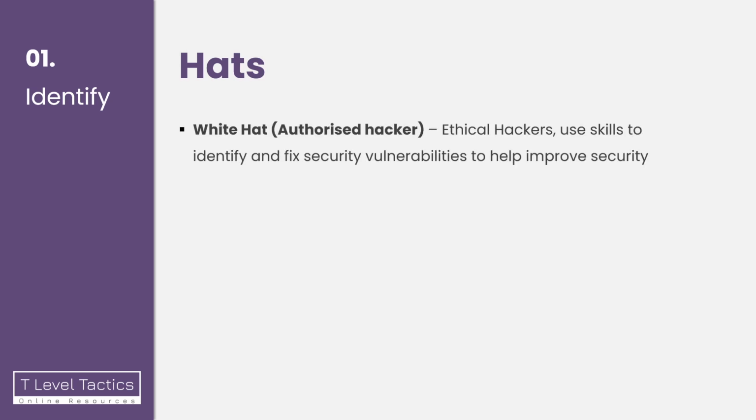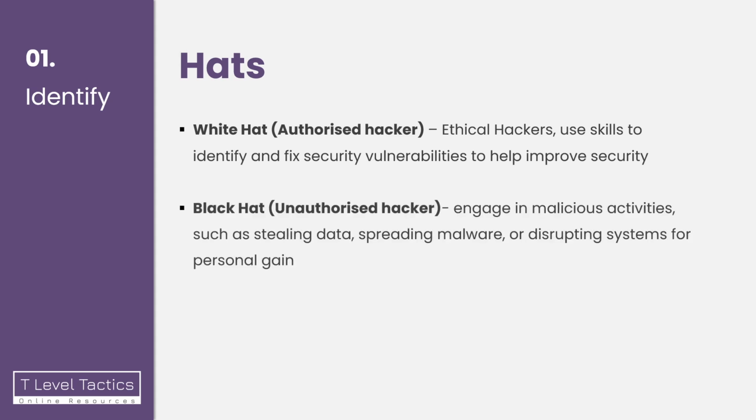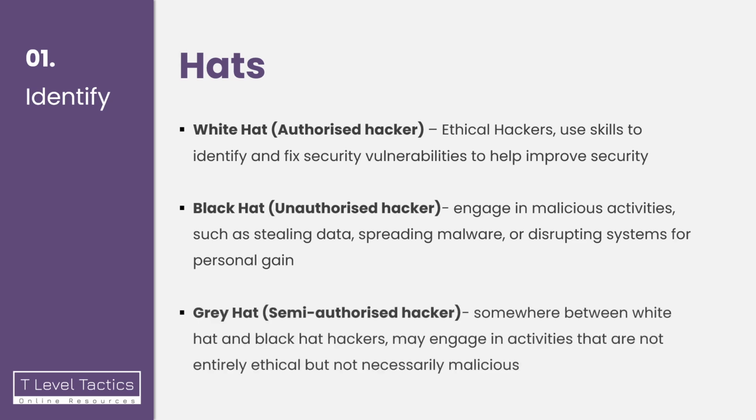We can have white hat hackers or authorized hackers. These are usually ethical hackers who use their skills to identify and fix security vulnerabilities to help improve security for organizations. We have black hat hackers or unauthorized hackers. Black hat hackers will engage in malicious activities such as stealing data, spreading malware, or disrupting systems for personal gain. We've also got grey hat hackers, which are somewhere between the two. It's a kind of hacker that may engage in activities that are not entirely ethical, but not necessarily malicious either. They might be doing the right thing in the wrong way, for instance.